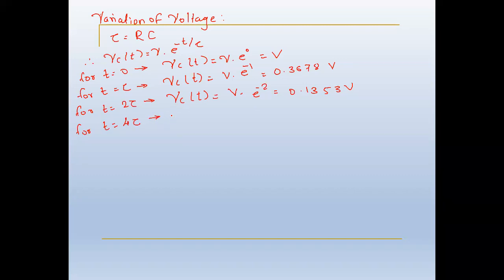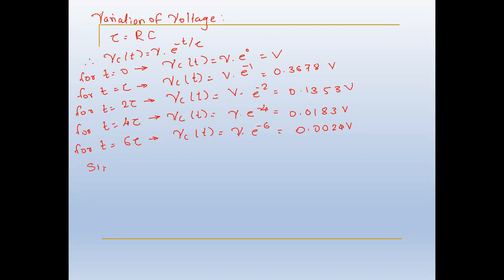Next, for t equal to 4 tau, Vc(t) is equal to V into e raised to minus 4, which is equal to 0.0183 V. Next, for t equal to 6 tau, Vc(t) is equal to V into e raised to minus 6, which is equal to 0.0024 V. Similarly, for t equal to infinity, Vc(t) is equal to V into e raised to minus infinity, which is equal to 0. So what does it mean?